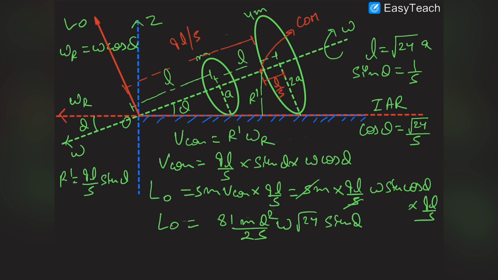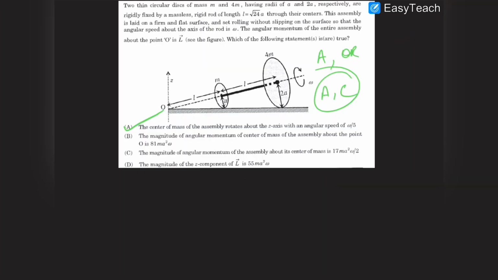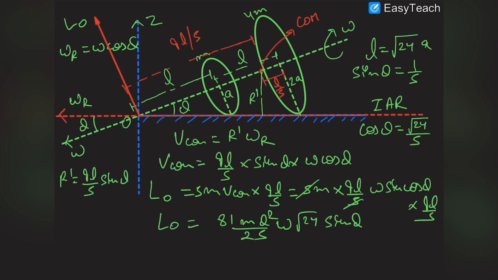Okay, so you can see that L sine theta, or you can again write it down. You can see the option that it is 81 ma square omega. Now you can see that this is sine theta, and the value of sine theta is 1 by 5. So here would be 5. So LO will be equal to 81 ml square omega upon 125 into root 24. This is LO.